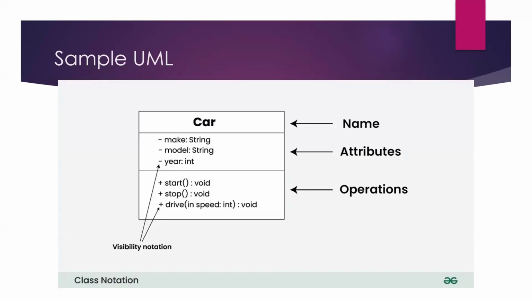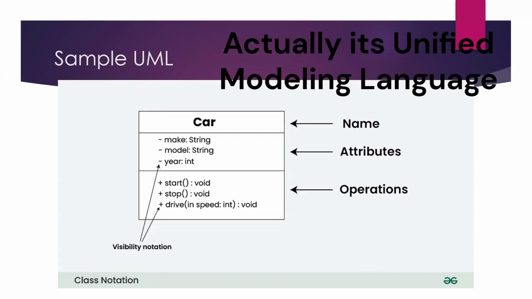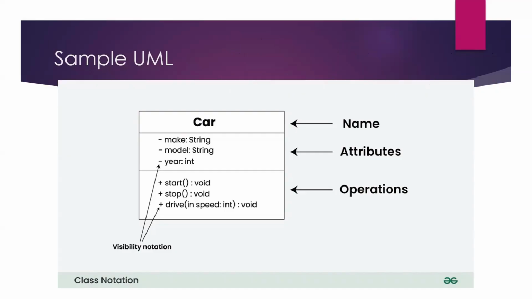Okay, let's look at a sample UML. UML stands for Unified Modeling Language. It's what we use to determine how to construct, in this case, our class. So a UML looks like this. It's a box. It has our name, our attributes, and our operations, otherwise known as methods.